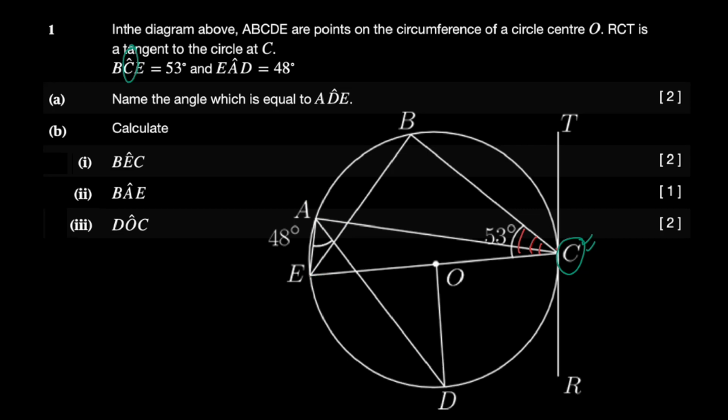And then EAD, you can also figure out which one is EAD. Just go from E, and the angle is formed at A, and then you have D here. So you're given that it's 48.